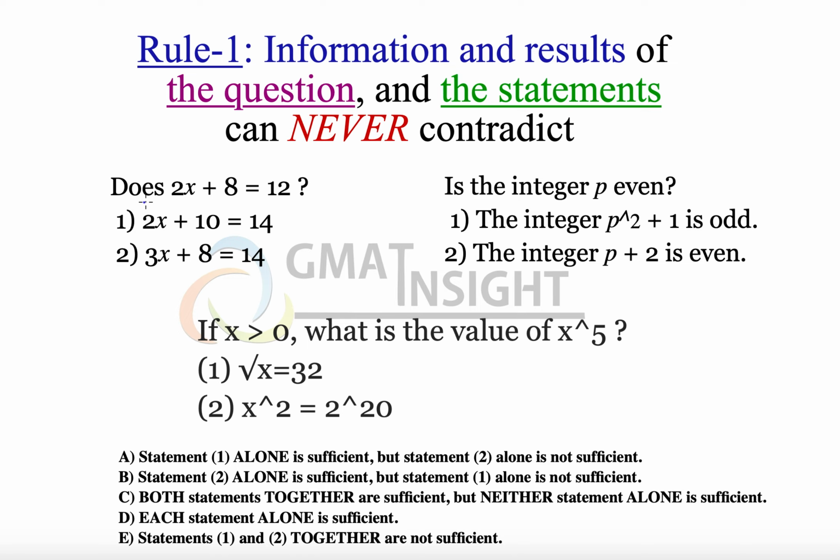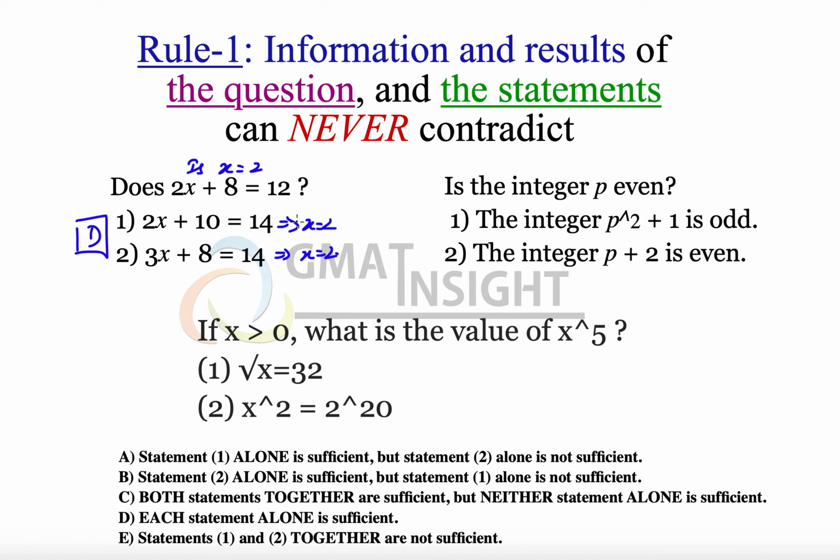Question 1 says: does 2x plus 8 equal 12? If we simplify it, that is 2x equal to 4, which means the question is: is x equal to 2? The first statement, when we simplify it, gives us x equal to 2. The second statement, when we simplify, gives us 40 minus 8 is 6, 6 divided by 3 is 2. That means the answer to the question will be option D, because each statement alone is sufficient.